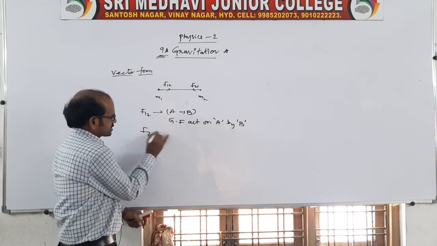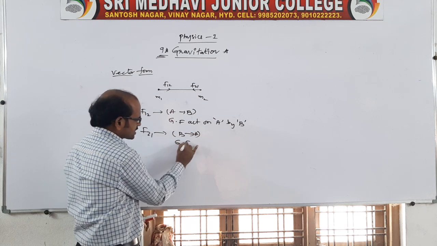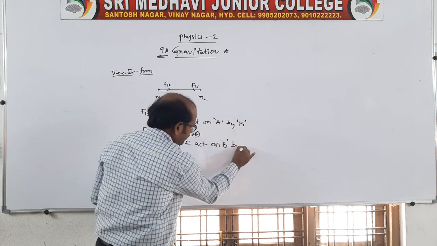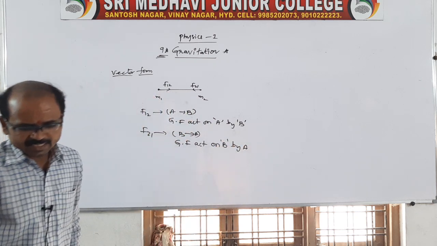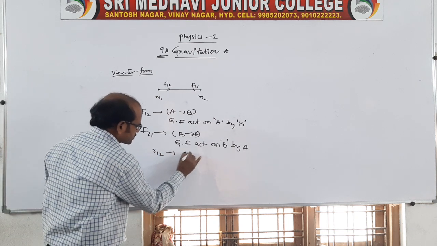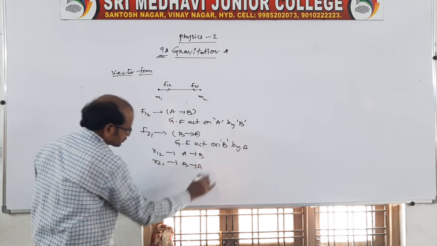What about F21? Yes, of course. That we can say B to A, gravitational force acting on B by A. This is what we can say. And here there is R12. What is R12? That is the distance between A and B. R21, yes, we can say B to A.